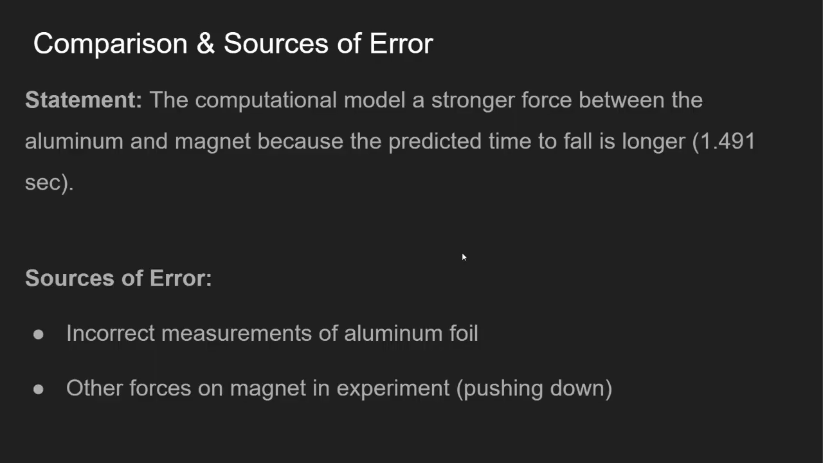So, some comparison between my model and our experiment. The general statement is that the computational model probably predicts a stronger force between the aluminum and magnet, because the time it took to fall was a bit longer. Some reasons for this might be that we could have incorrectly measured the aluminum foil. We might also have had other forces on the magnet in the experiment. We might have pushed down with our hand. There might have been more or less air resistance in the tube than we anticipated, things like that.